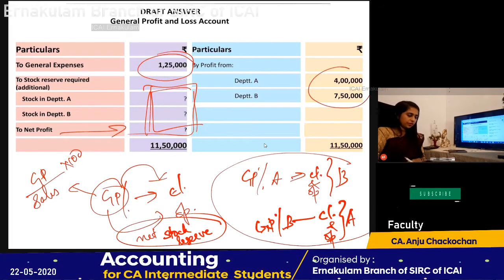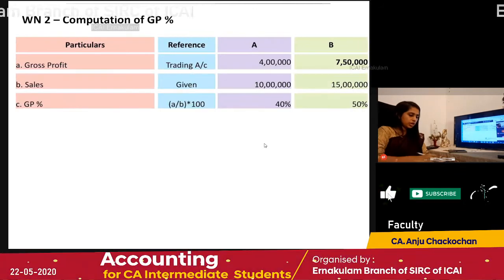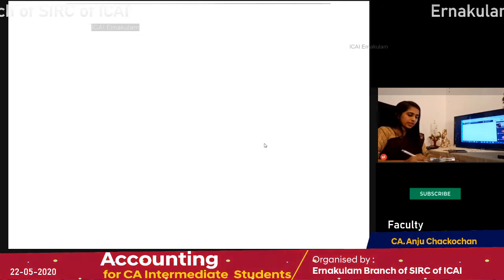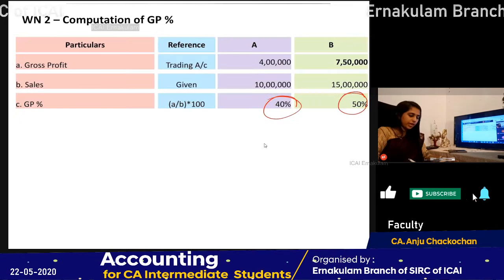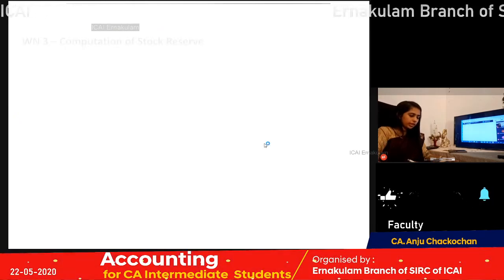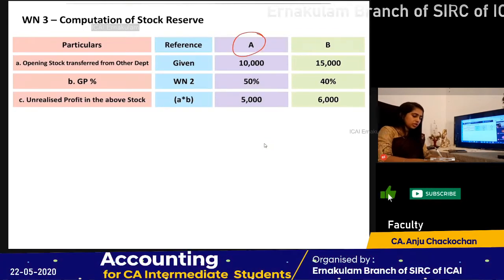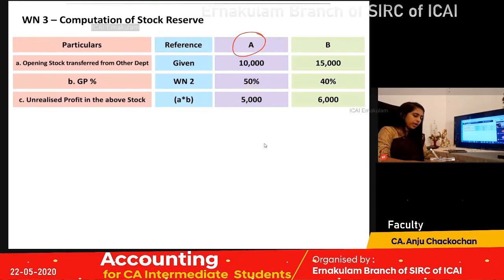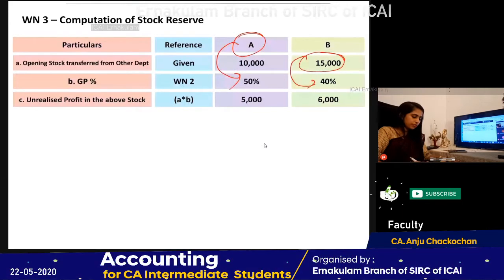So let's check for the answers. Here we go with the GP percentage. We get the GP percentage as 40% for Department A and 50% for Department B. Now we are computing the stock reserve. To Department A's stock, you will have to apply the GP percentage of Department B, and for B, you apply the GP percentage of Department A. So let's see what the final stock reserve is.